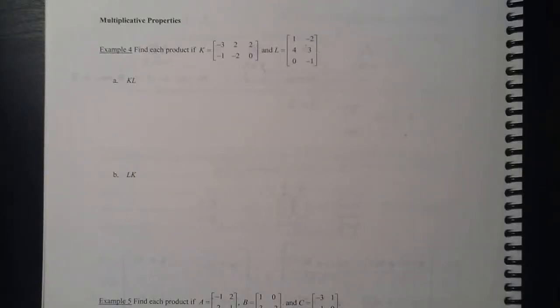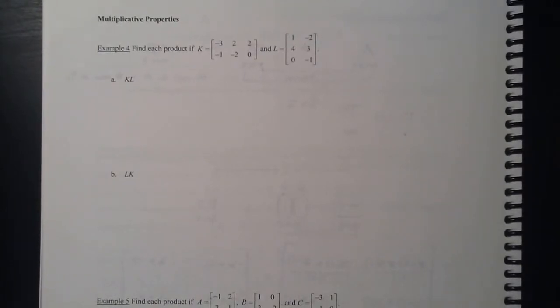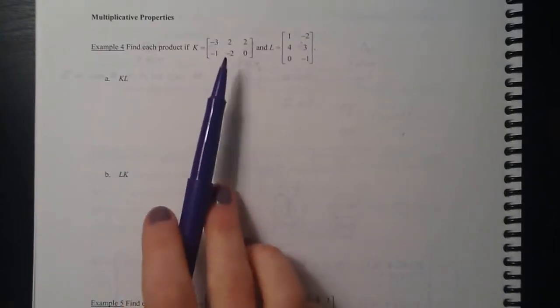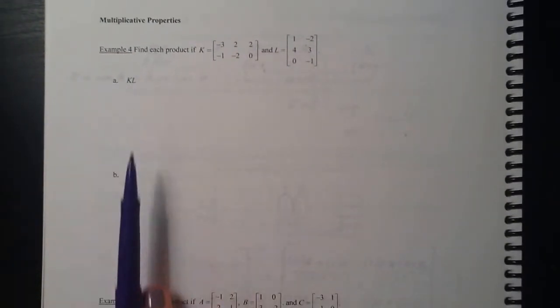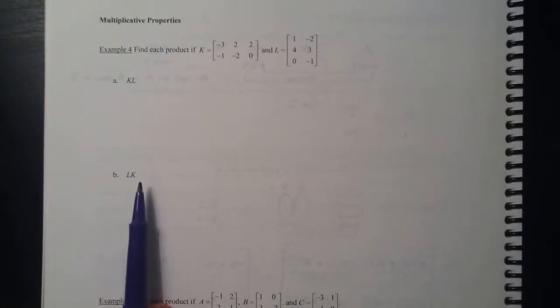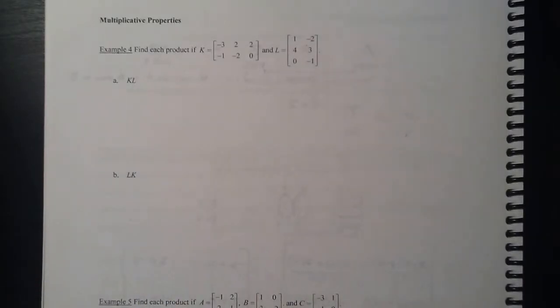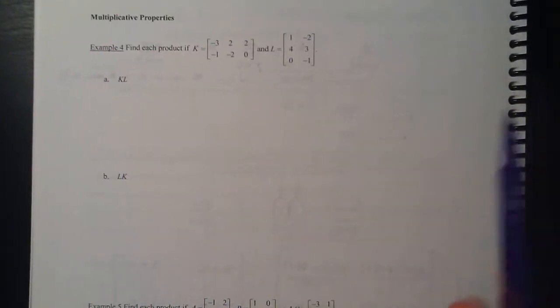So basically what we're doing with this next video for 3-6 is testing out to see whether the multiplicative properties, the ones that work for normal numbers, work for matrices as well. So if you look at this one, we've got K and L, and we're trying to find K times L as well as L times K. So what we're testing here is the commutative property, to see if multiplying them in a different order would make a difference.